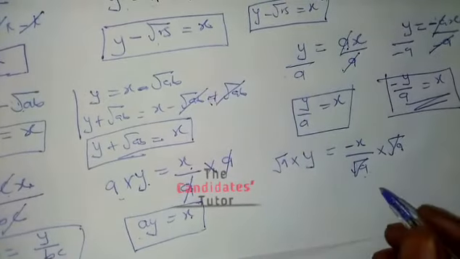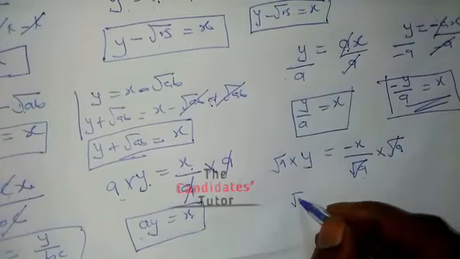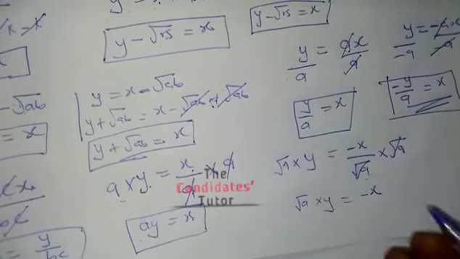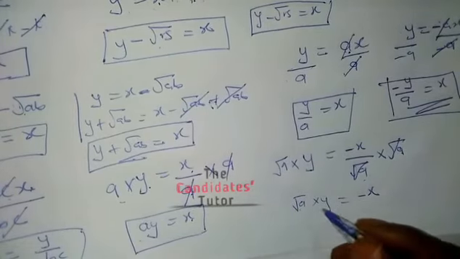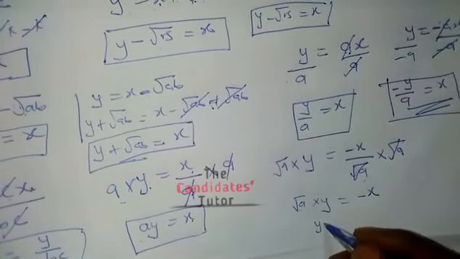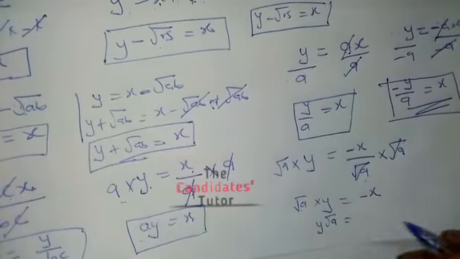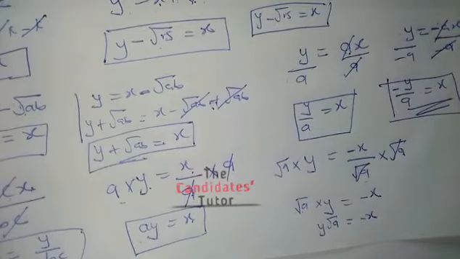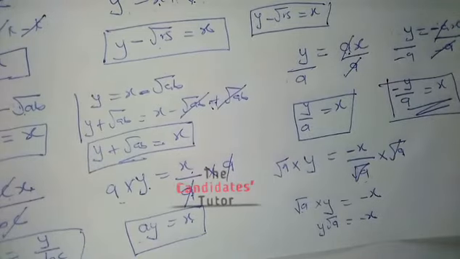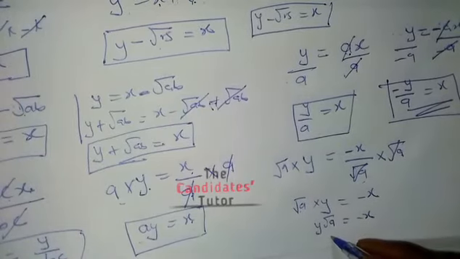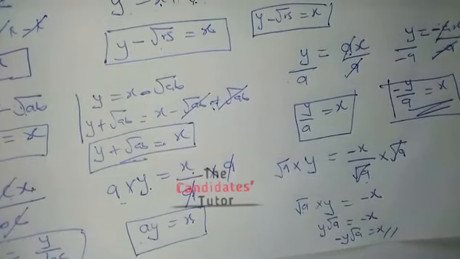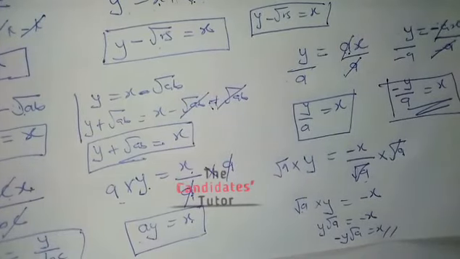Then we are going to be left with root of a multiplied by y equal to negative x. Now we can multiply y by root of a, and we get y root a is equal to negative x. We multiply through by the negative sign, or negative one. So we are going to have negative y root a equal to x, and that becomes our final answer. All right, let's solve more questions.